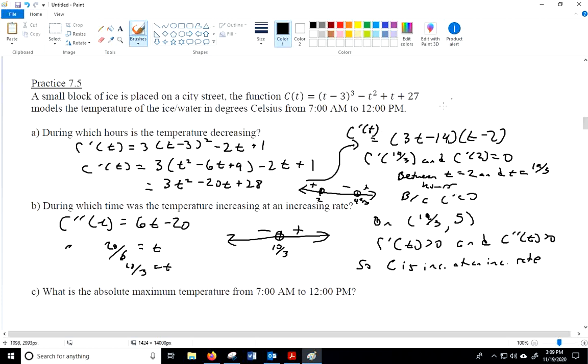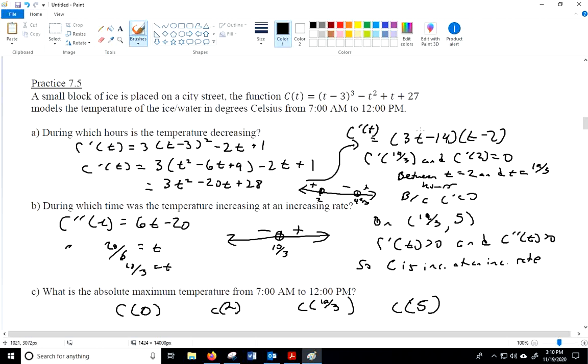What is the absolute maximum temperature from 7 to 12? Well, to figure that out, we would need to evaluate c of 0, because t equals 0 is the time at 7 a.m. So c of 0. C of 2, that's another critical number, right? C of 14/3. And c of 5. Which, if we have a calculator, is not that hard.